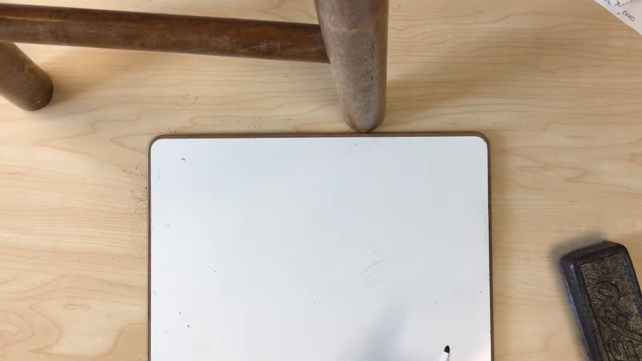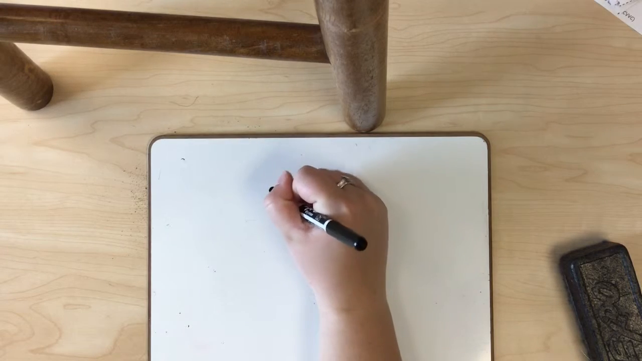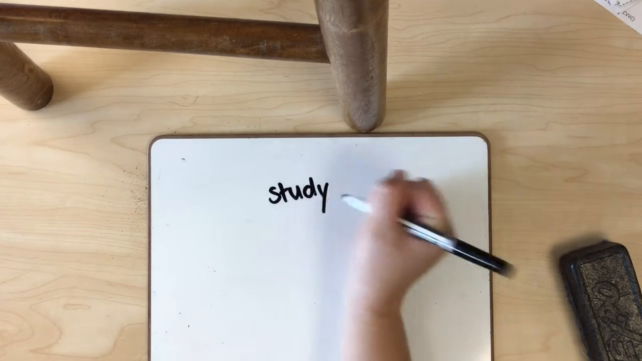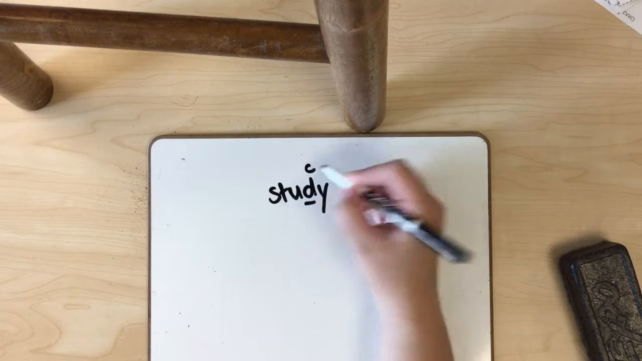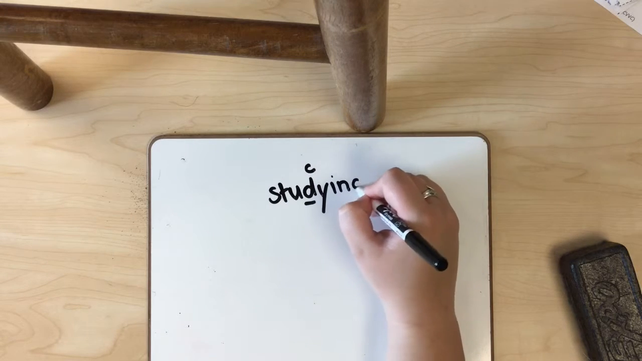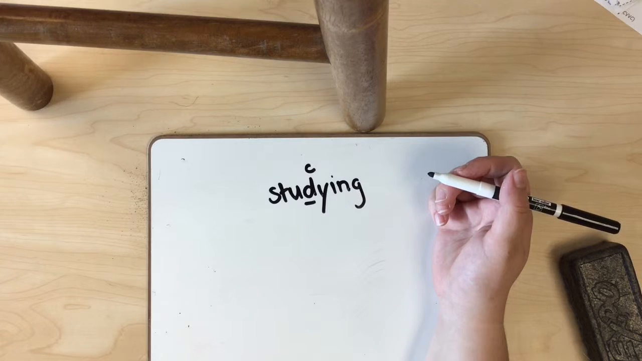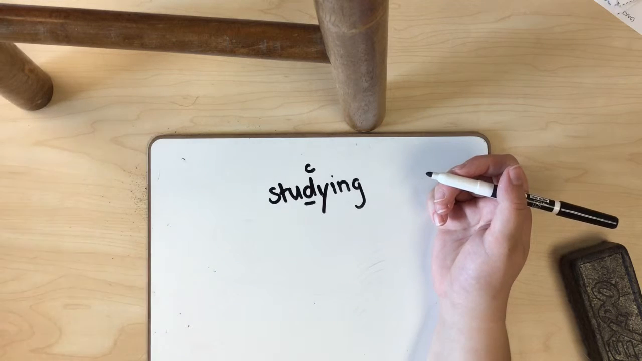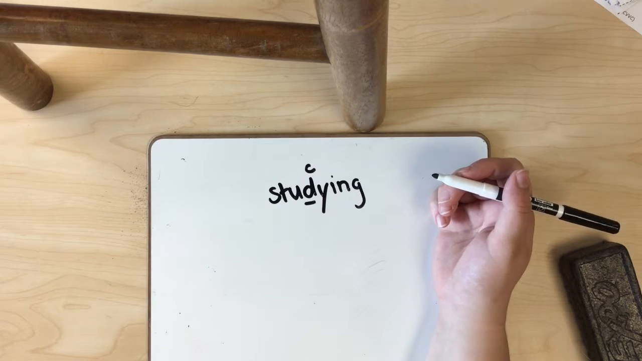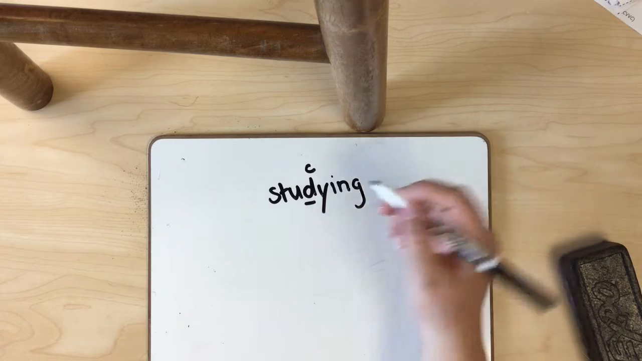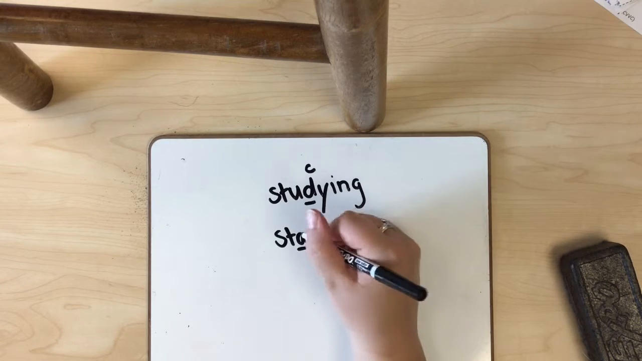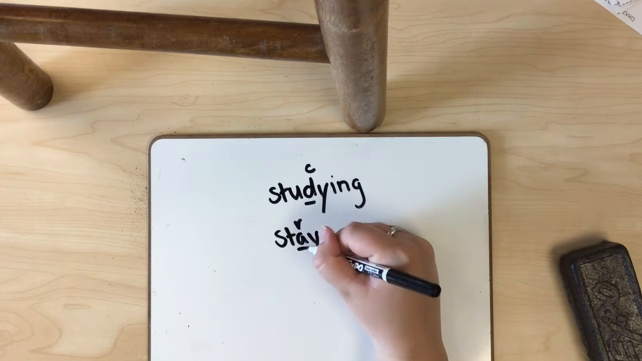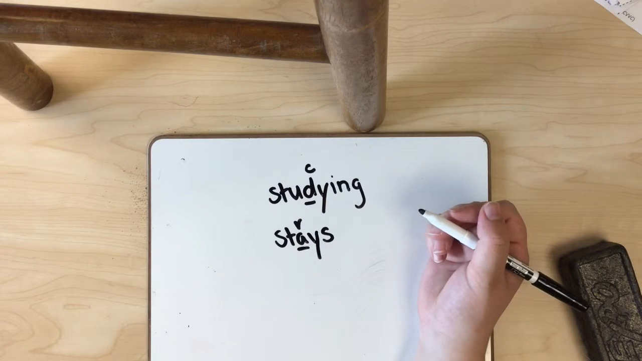Okay, so the word studying. So I'm going to spell study, and I'm going to look at the letter before the Y. There's a D. That's a consonant. So I know I just have to add an ing. I don't have to change the spelling of the base word. What about the word stays? I'm going to write stay. I see the A. That's a vowel, and I remember that if there's a vowel before the Y, I just have to add the S.